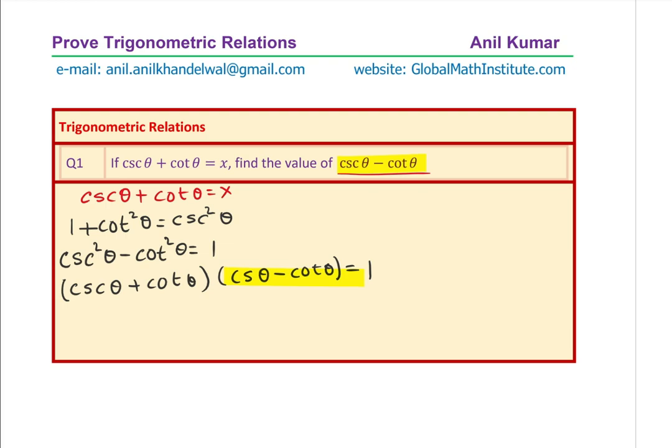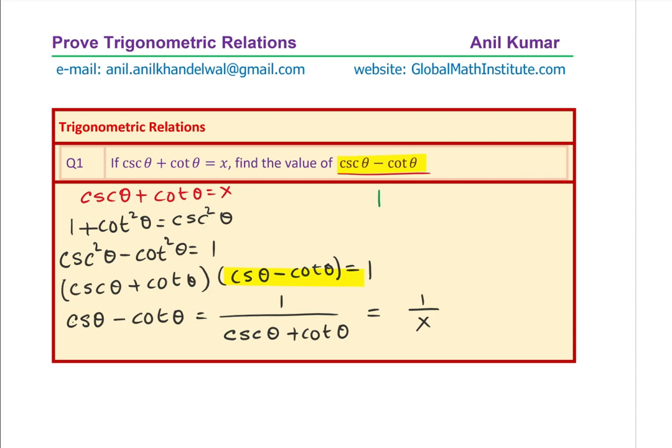We can isolate this. Cosecant theta minus cotangent theta is equal to 1 divided by their sum, which is cosecant theta plus cotangent theta. And that is given to us as x. So our answer will be 1 over x. Do you see how systematically we have rearranged the Pythagorean identity and got our solution?